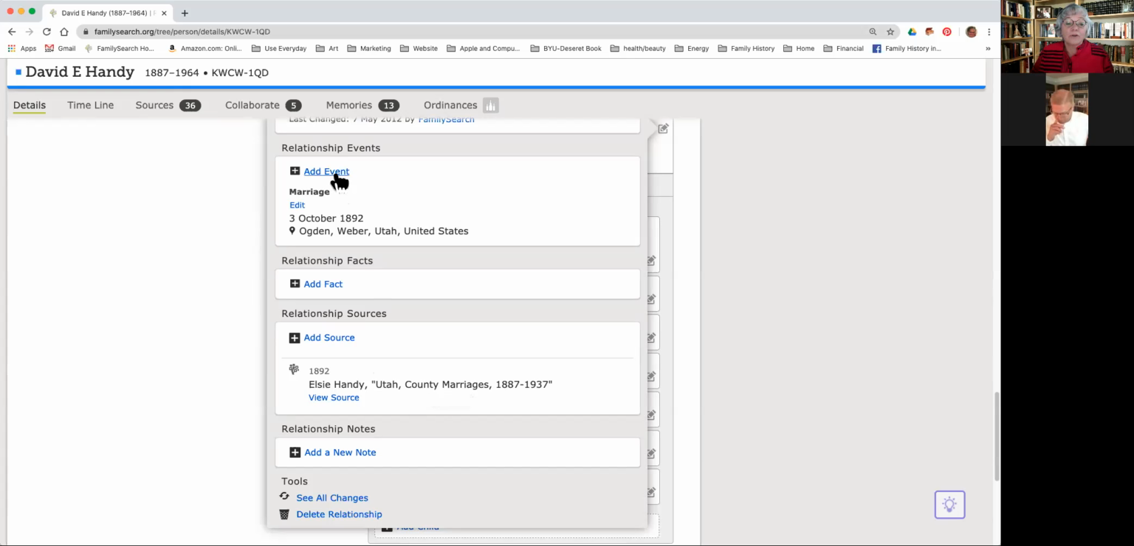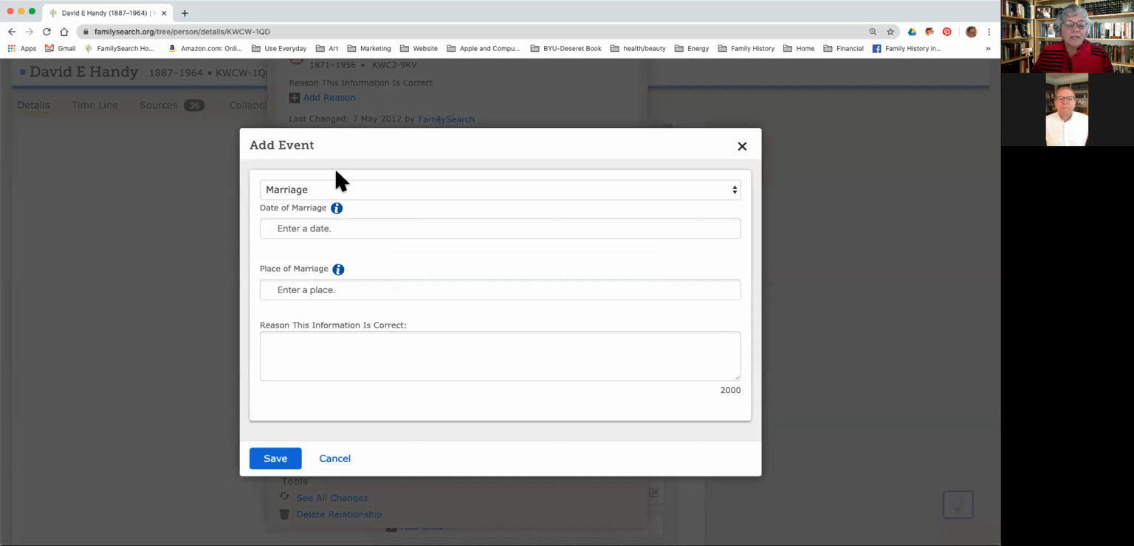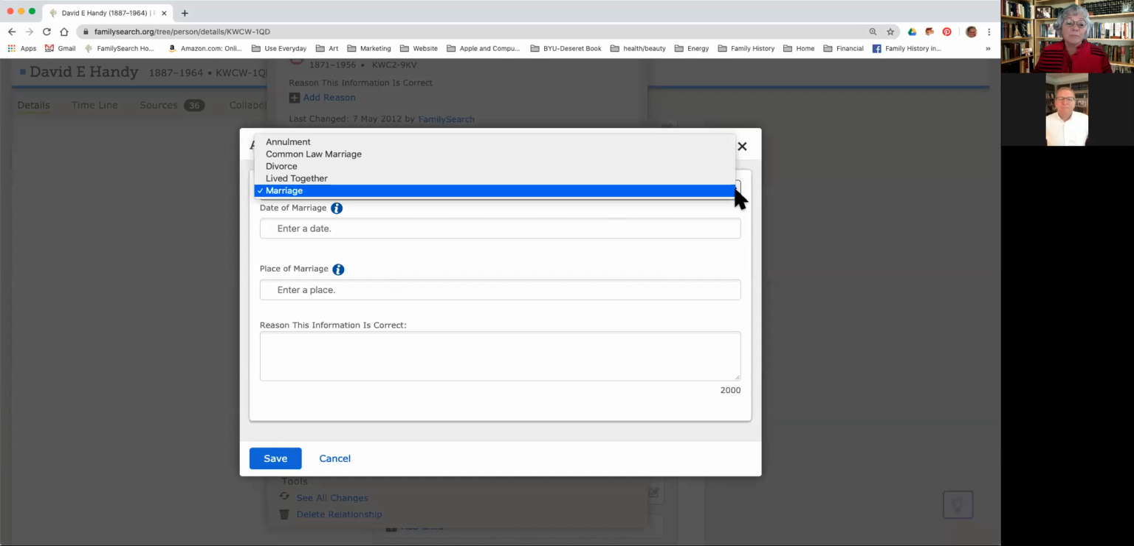I can add another marriage event. Now, when you open it, it's going to default to marriage, but there's a little drop-down window over here, and it gives me a possible option. What if this couple got divorced?